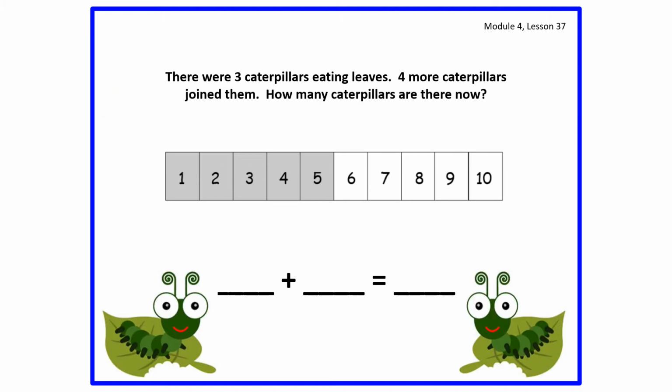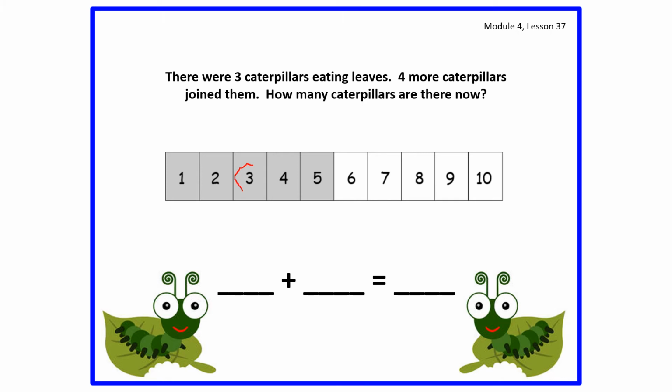Here's a new story. There were 3 caterpillars eating leaves. 4 more caterpillars joined them. So how many caterpillars are there now? Let's take a look at your story first. How many caterpillars were eating leaves? Well, it says that 3 caterpillars were eating leaves.